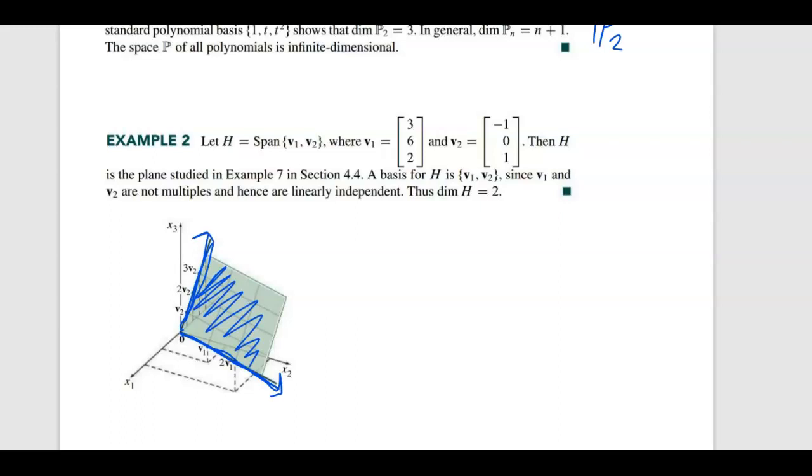Therefore, a basis for H has to be those 2. They're linearly independent, and so we say that the dimension of H is then 2.